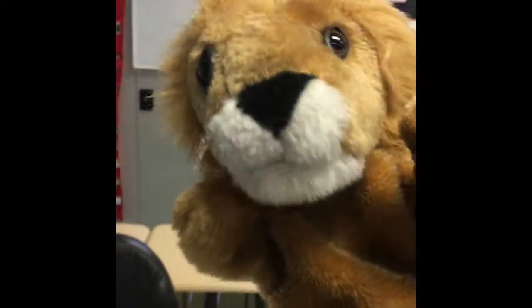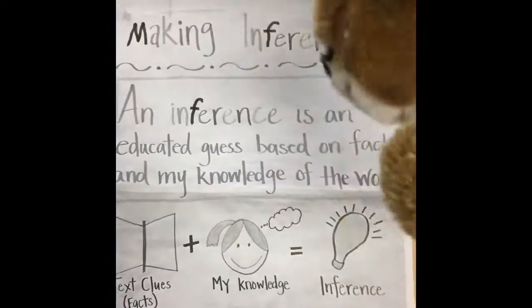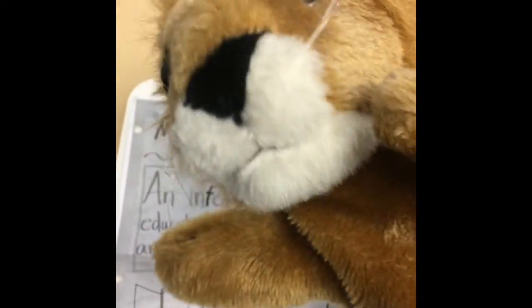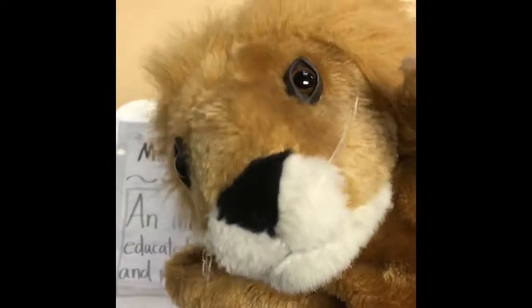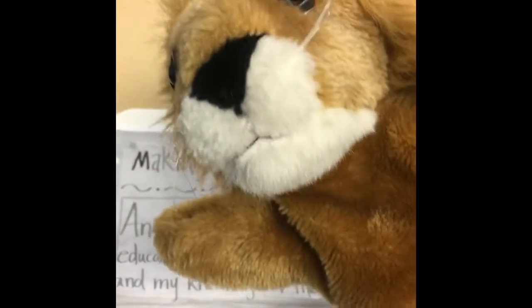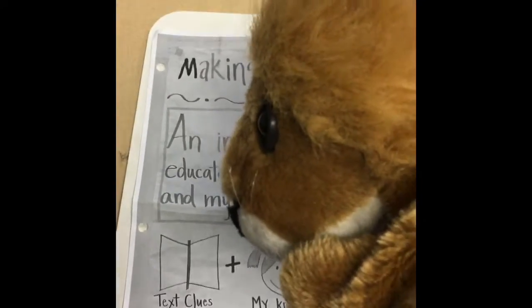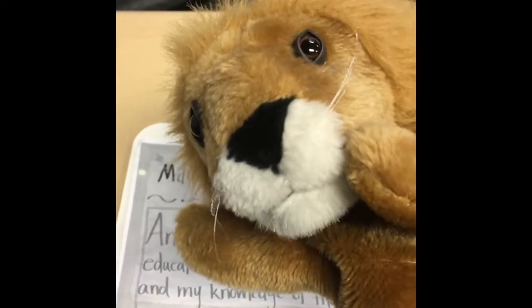Take it away, Leo. Now, to find an inference, we need to figure out what an inference is. Here's a good definition down here. An inference is an educated guess based on facts and my knowledge of the world. So, let's look at some pictures. Over here, we have facts. These are going to be text clues. Now, a text clue is what is found in the story. Those can include a who, what, when, where, and how. So, for example, a text clue like Halley's Comet would be a text clue.